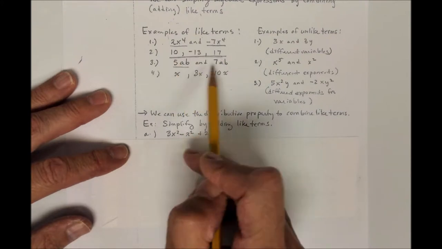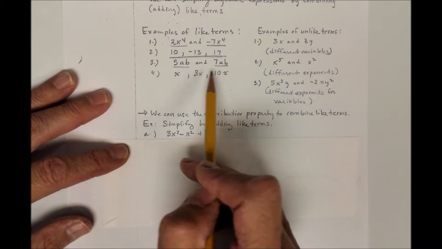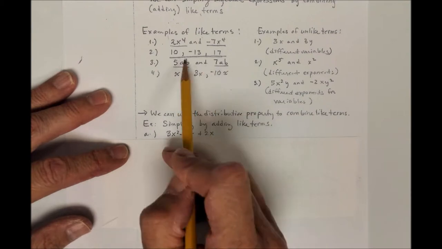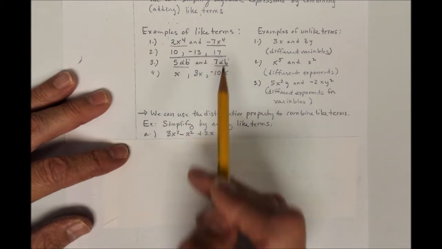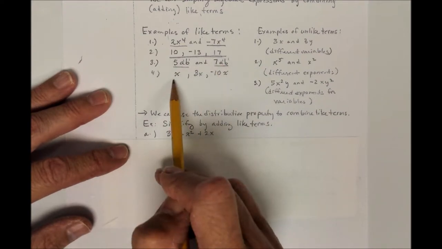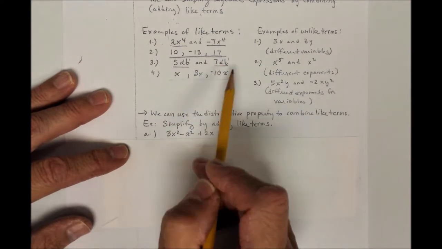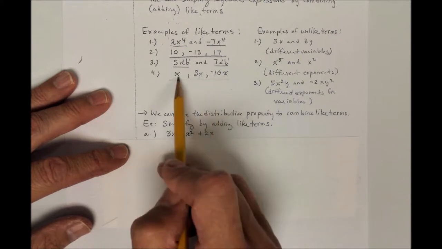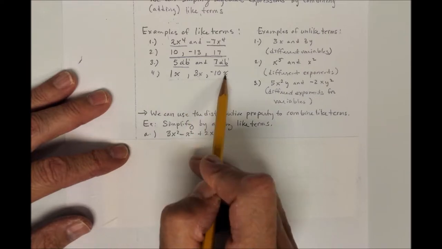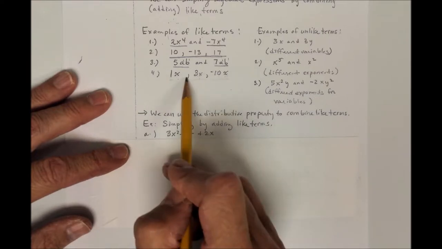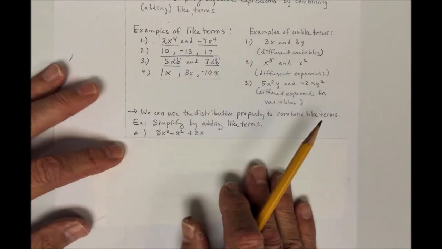Here we have like terms, even though there are two variables, they have the same two variables and they have the same exponents. They both be to the first power. They differ only by the coefficients. And believe it or not, these three are like terms. You can probably tell this right away, but remember that if it's just an x, it's like a 1x. So my coefficients are different, but my variables are exactly the same, all to the first power. These are like terms.